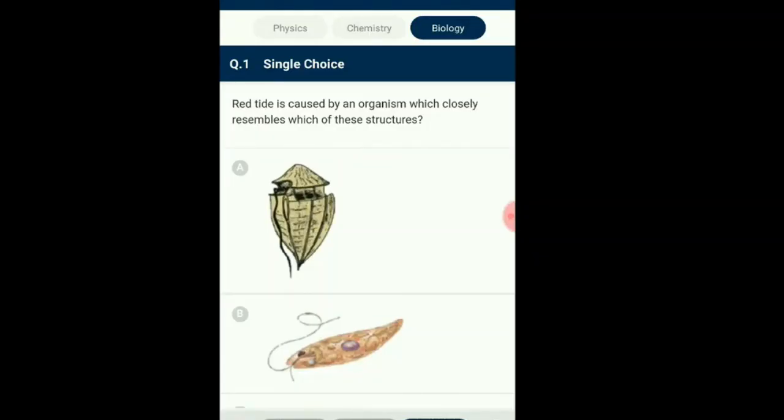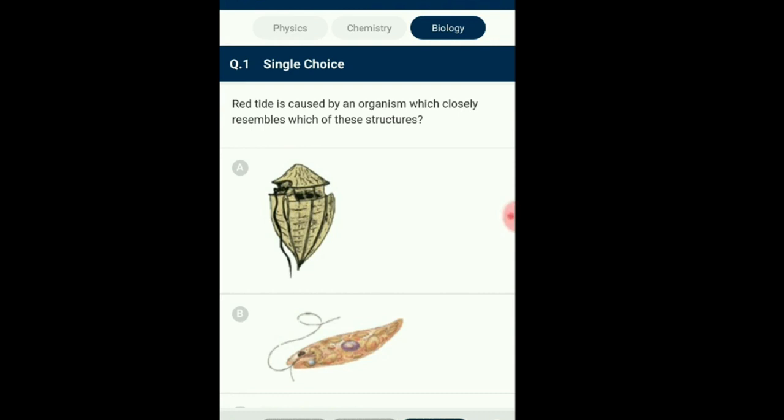Question number 1. Red tide is caused by an organism which closely resembles which of these structures? Red tide is the appearance of the sea when the red dinoflagellates, for example Gonyaulax, undergo rapid multiplication. Depending on the pigment present in their cells, they derive the color red, blue, brown, green or yellow.